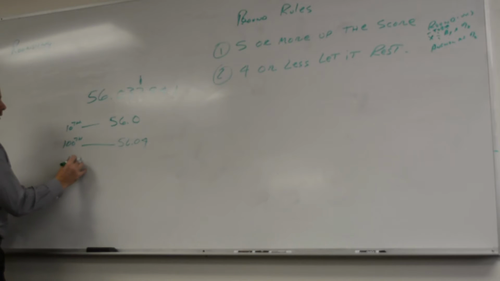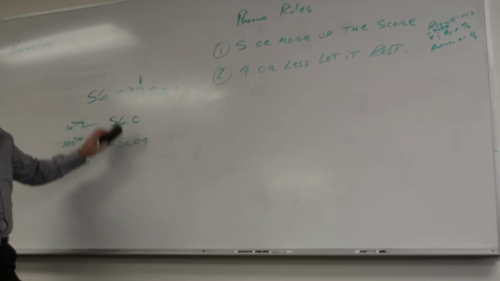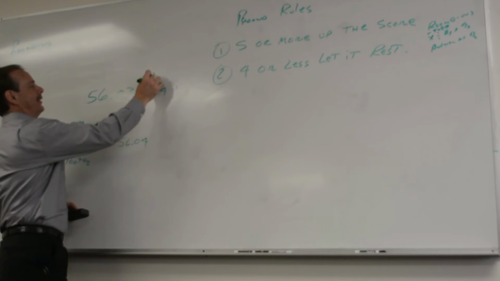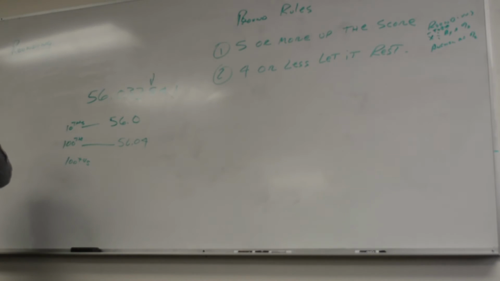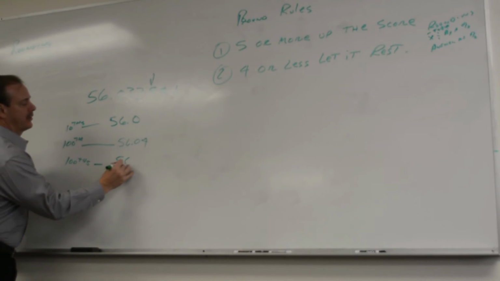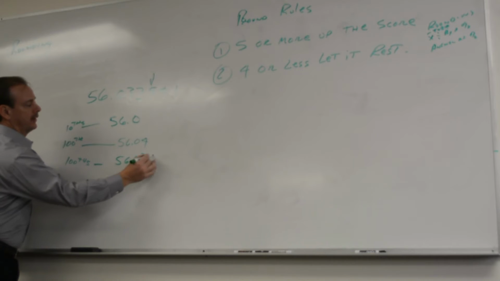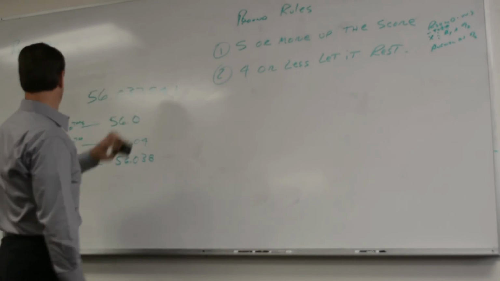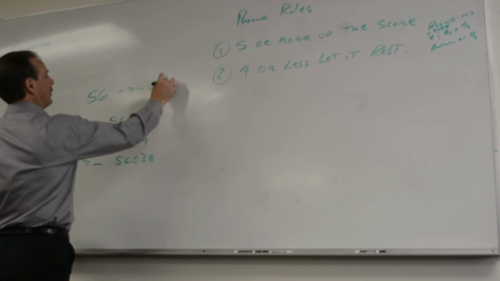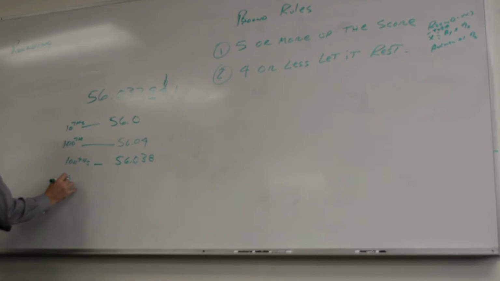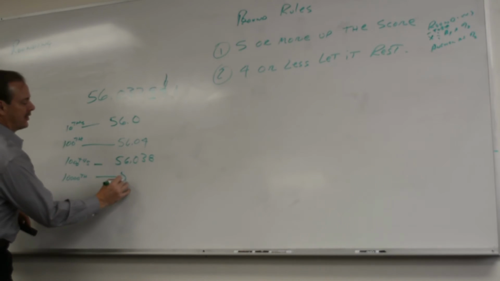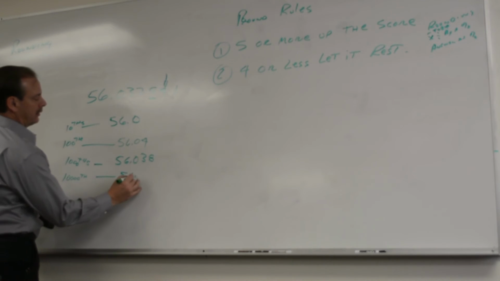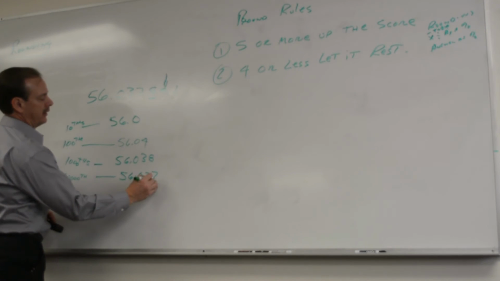How about thousandths? 56.038. All right, you got the concept now? Let's go to the next one here. What is this, ten thousandths? We're going to look over here, ten thousandths. It stays as 9. 56.0379. The 56 doesn't change.